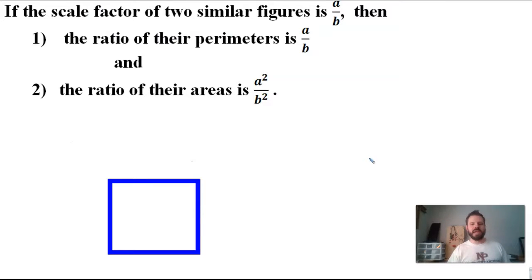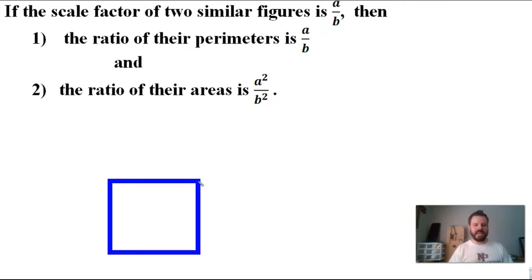Now here's the big idea that this whole section's about. We're going to say that if the scale factor of 2 similar figures is a to b, then the ratio of their perimeters is a over b, but the ratio of their areas is a squared over b squared. Okay, what does this mean?